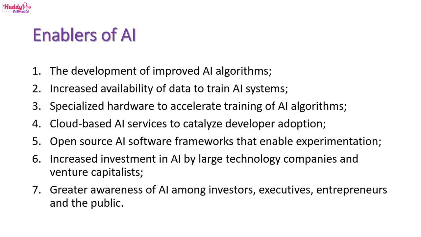Then, number 7, we can also say that we have greater awareness of AI among investors, executives, entrepreneurs, and the public. So we have very many people who are very much aware of AI and willing to invest in it: the executives, the entrepreneurs, and the public. Those are some of the major enablers of artificial intelligence.